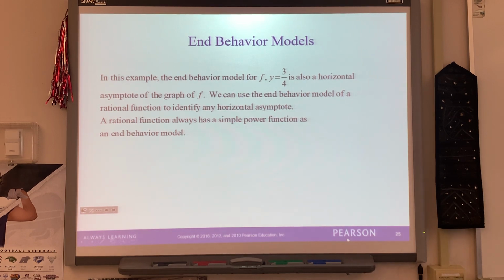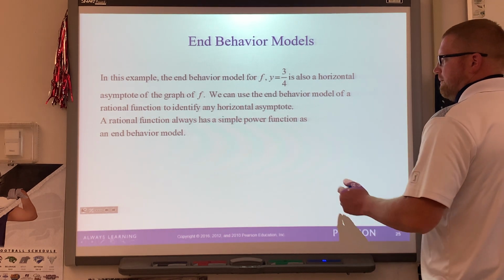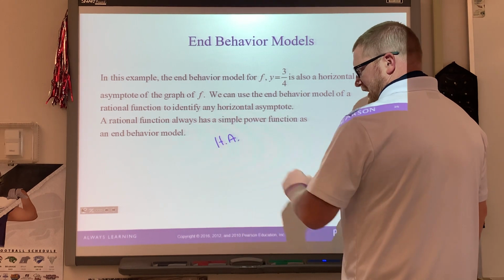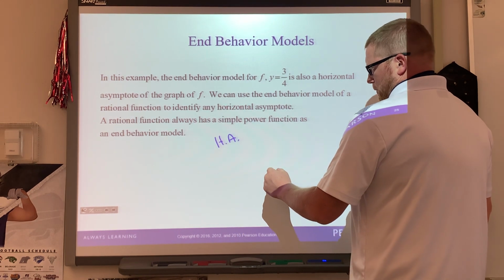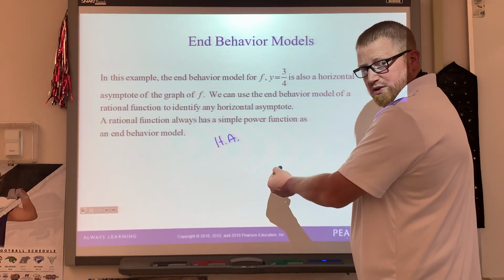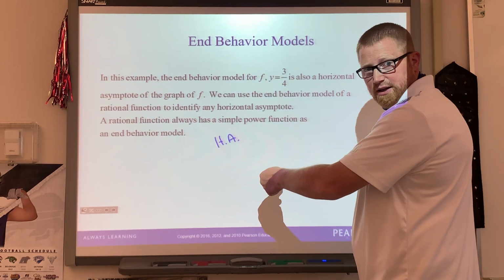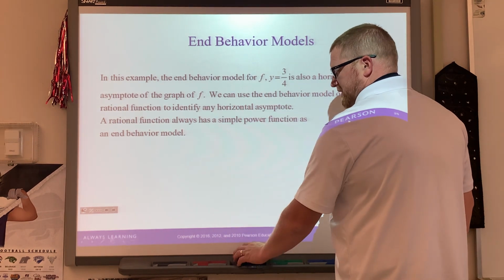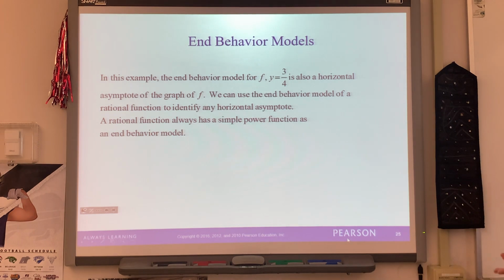And this shouldn't necessarily surprise you, because remember in pre-calc, when we were dealing with horizontal asymptotes of rational functions, we said, well, if the numerator and the denominator have the same degree, to find that horizontal asymptote, all we had to do was divide their leading coefficients. And so that's really what we're seeing here in creating that end behavior model. Okay.